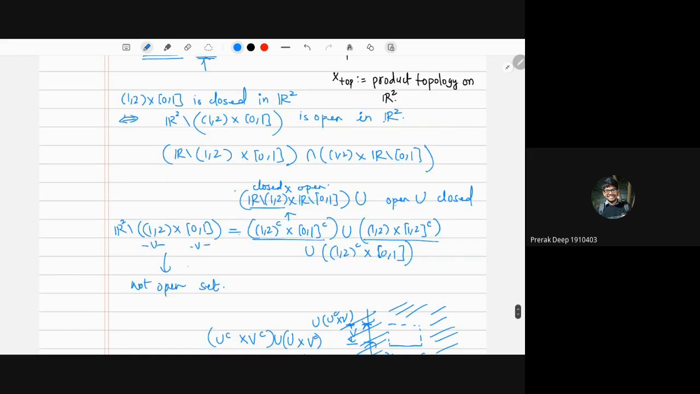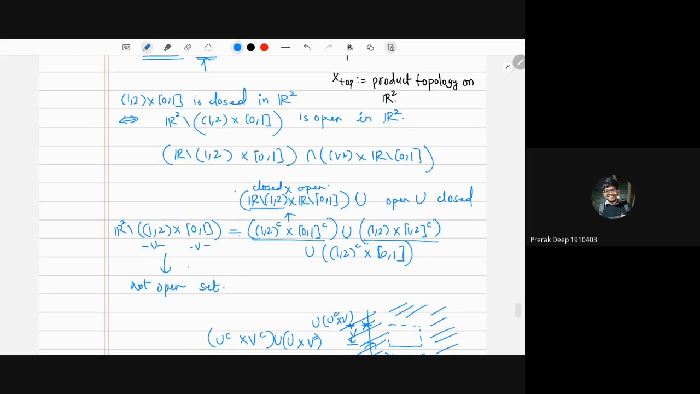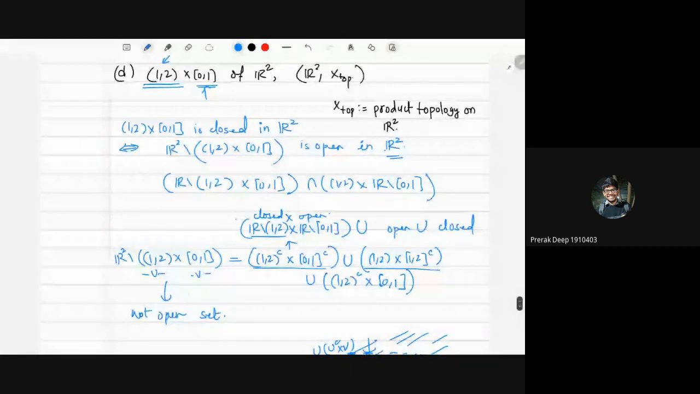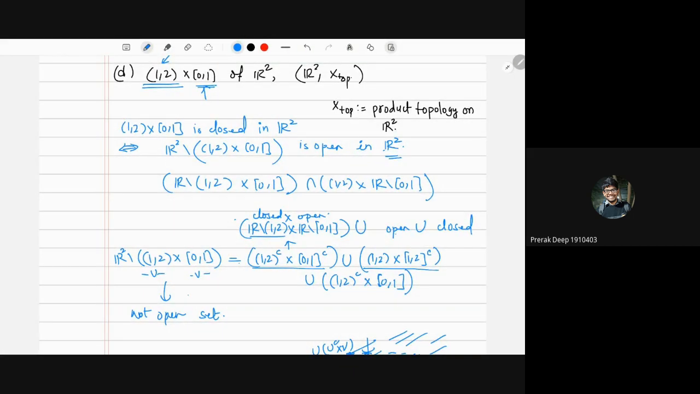So this is not an open set in R². Hence, this is not closed in your original space. Okay. I hope this argument is clear to you.